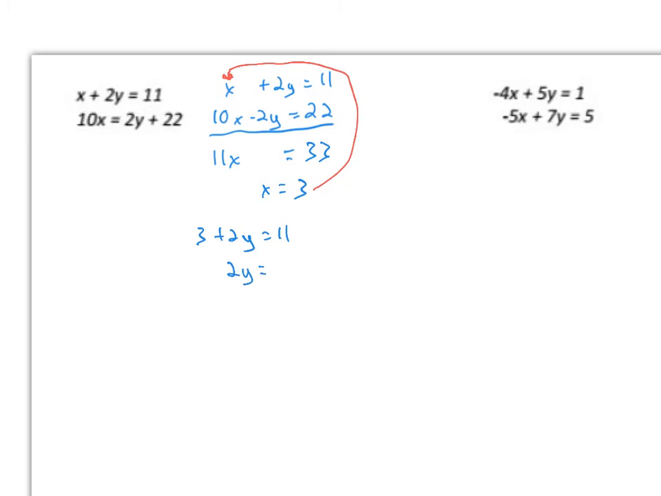And then take away 3 from both sides, you get 8. Divide by 2, you get 4. And the solution to the system is 3 comma 4. Okay, not hard to do.